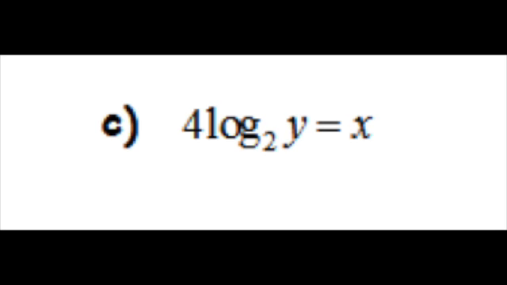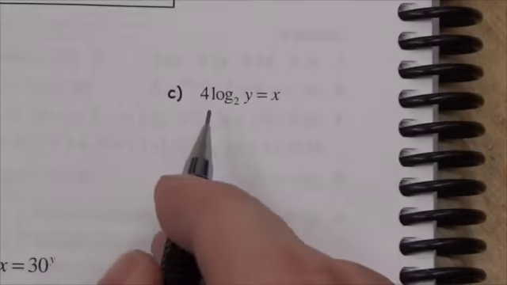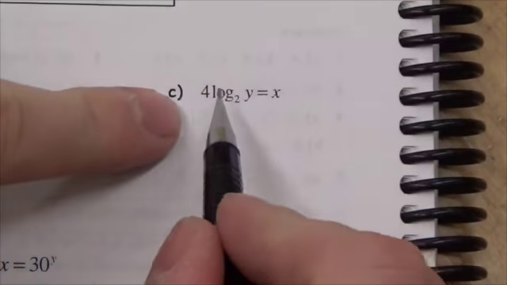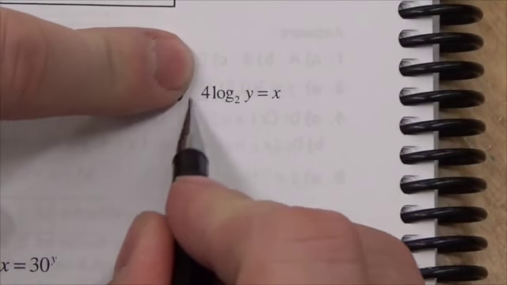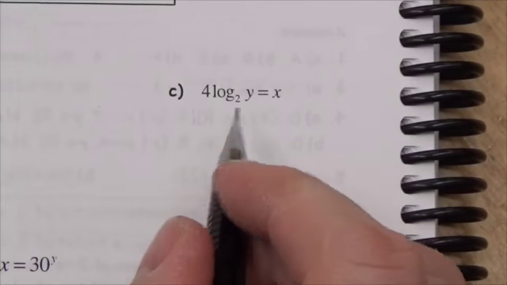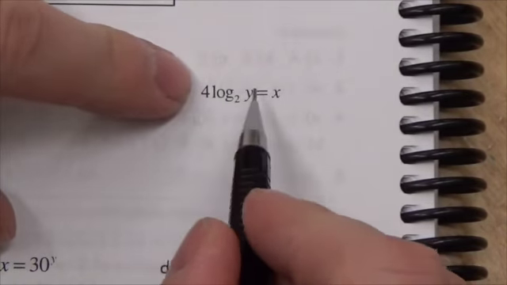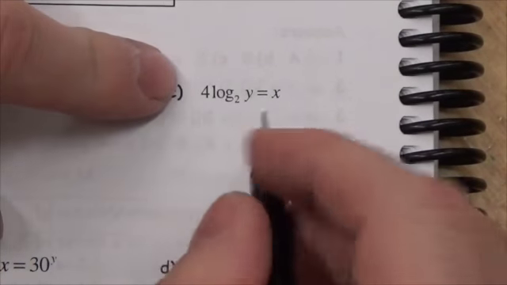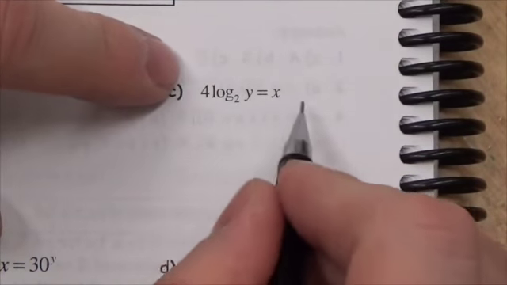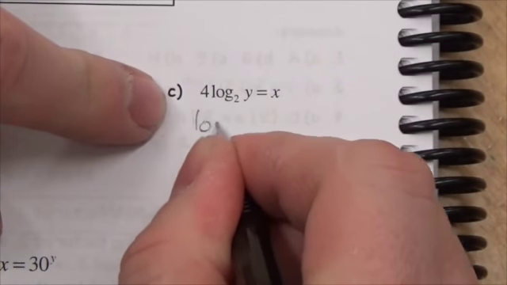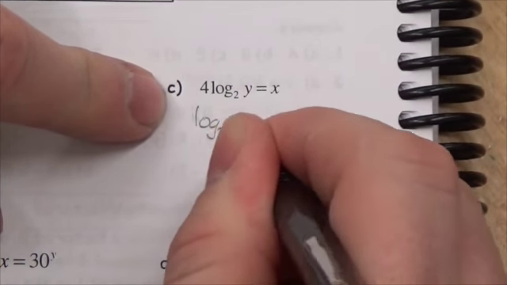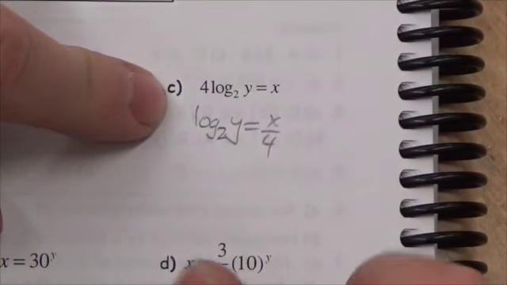4 multiplied by log base 2 of y equals x. Okay, for this one, the very first thing I have to do is isolate the logarithm. I want that log all by itself. I don't want that 4 in front because I can't convert to the exponential form if there's something more than just the logarithm there. So I'm going to divide, and we'll get log base 2 of y is equal to x over 4.